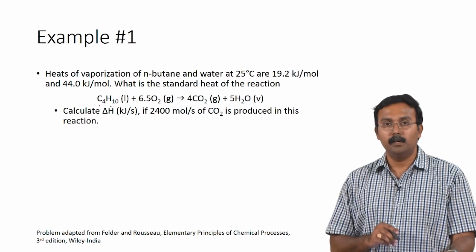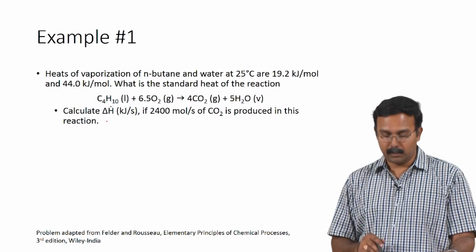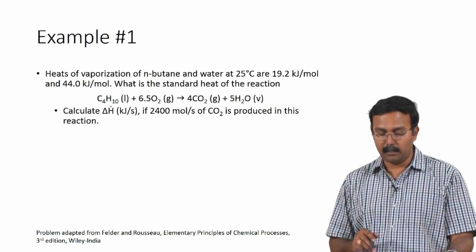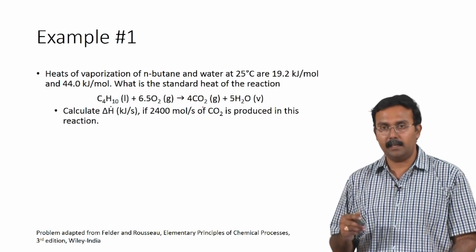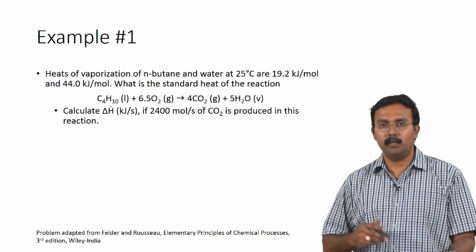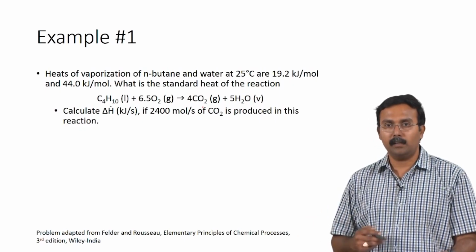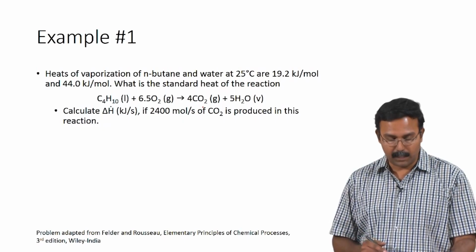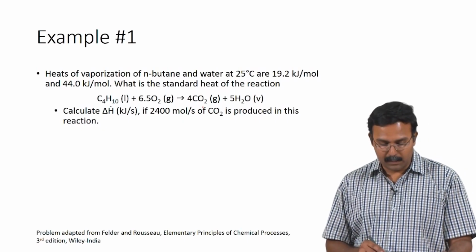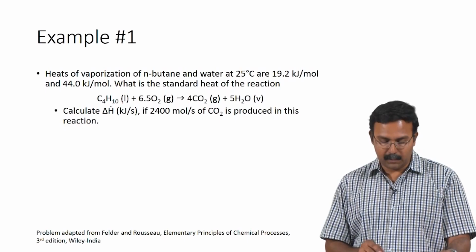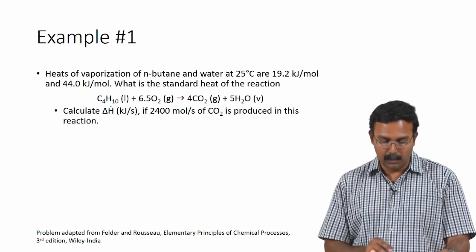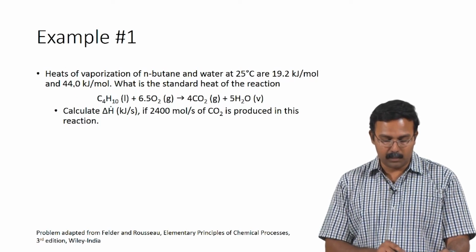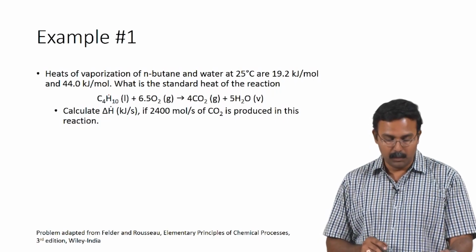So, you have butane liquid reacting with oxygen gas forming carbon dioxide gas and water vapor. So, initially we had butane gas and water liquid. So, here we have flipped it. So, now we need to calculate the standard heat of reaction for this reaction. So, we need to know the heat of vaporization for butane and water, which is given. Heat of vaporization for butane is given as 19.2 kilojoules per mole, and heat of vaporization for water is given as 44 kilojoules per mole.